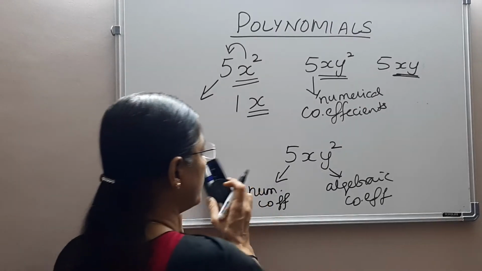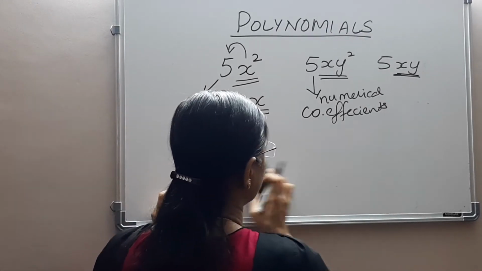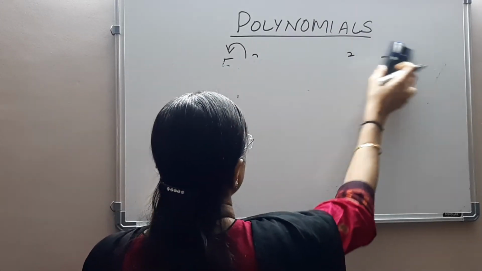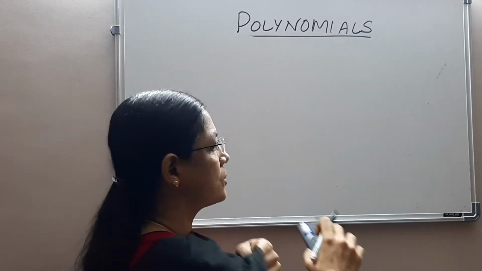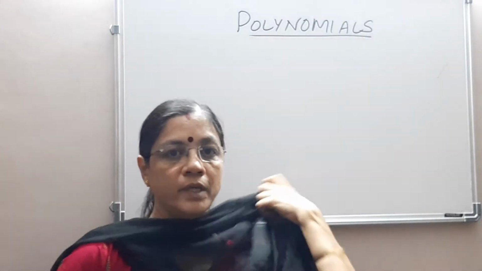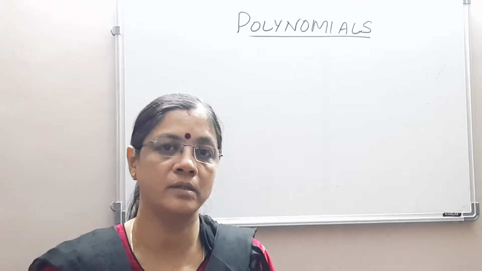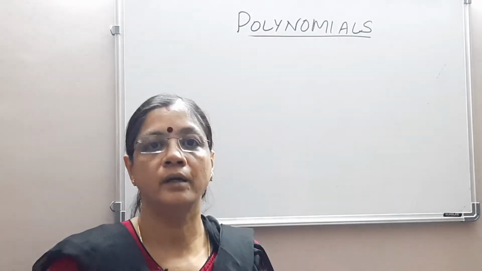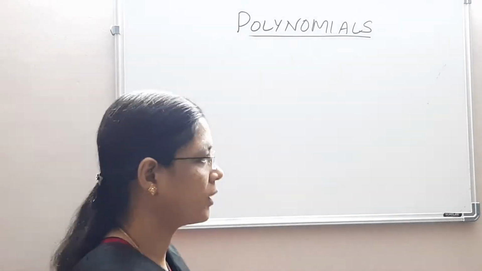So this is what we call a term, that is, a variable with coefficients to it is called a term. And if terms like this are grouped together in a place, it is called an expression. Okay.